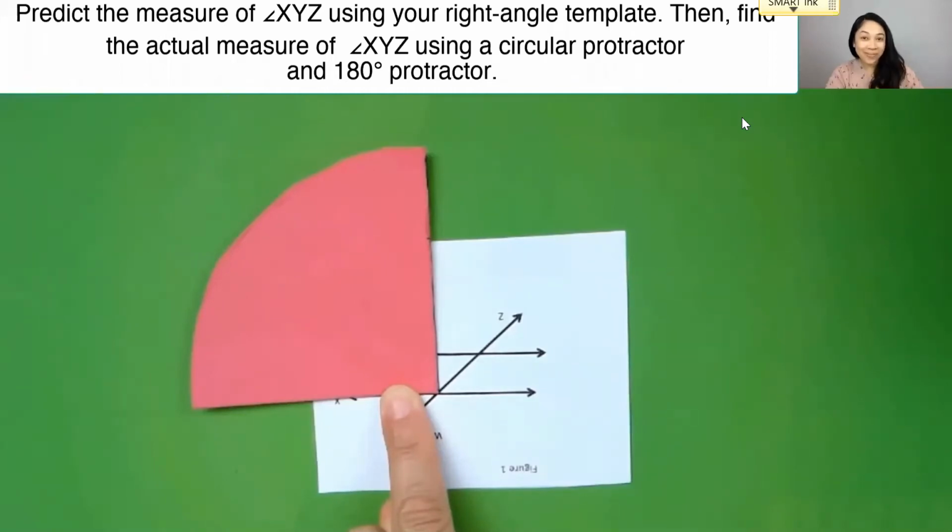What do you notice? We can see that angle XYZ is greater than 90 degrees. So what type of angle is it? It's an obtuse angle. Now that we know that it's an obtuse angle, what's your prediction of the measure of angle XYZ? I think that the angle is around 130 degrees.